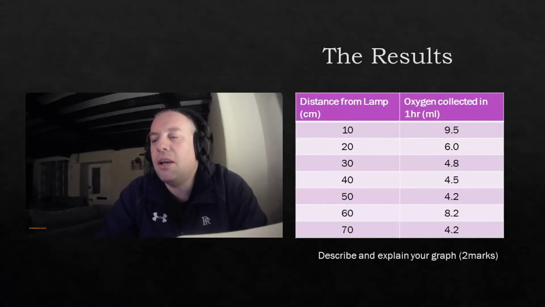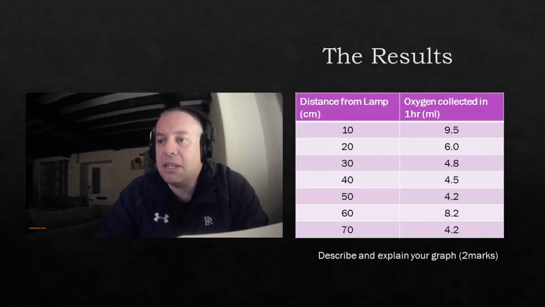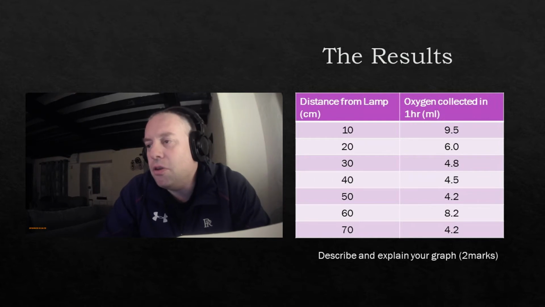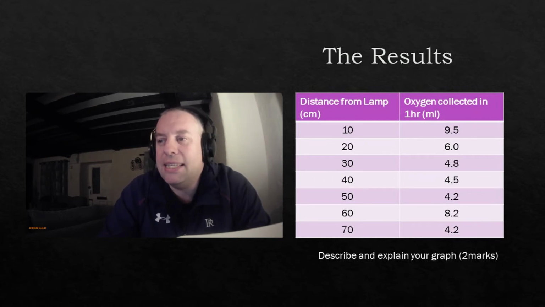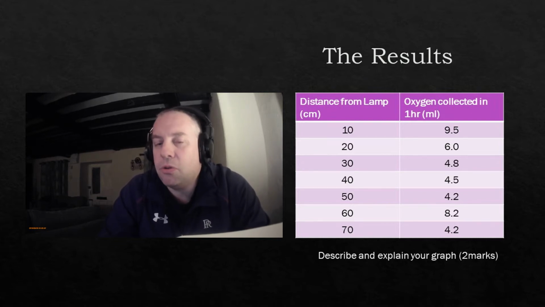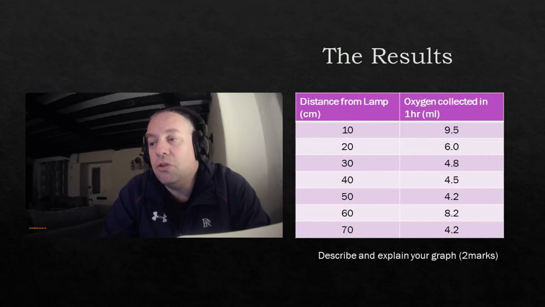Thank you, Mr. Kibak. So I have the results for you, and you can see on the screen here are the results. We've got the distance from the lamp, and the oxygen collected in 1 hour. Now, deliberately, I've put in an outlier, an anomaly, a result that is wrong. If you look over those results, hopefully it's quite easy to spot the outlier. When we get an outlier, what do we do? Well, we would circle it, and when we come to draw our graph, we would ignore it. So I want you to take that data and draw a graph for that data.